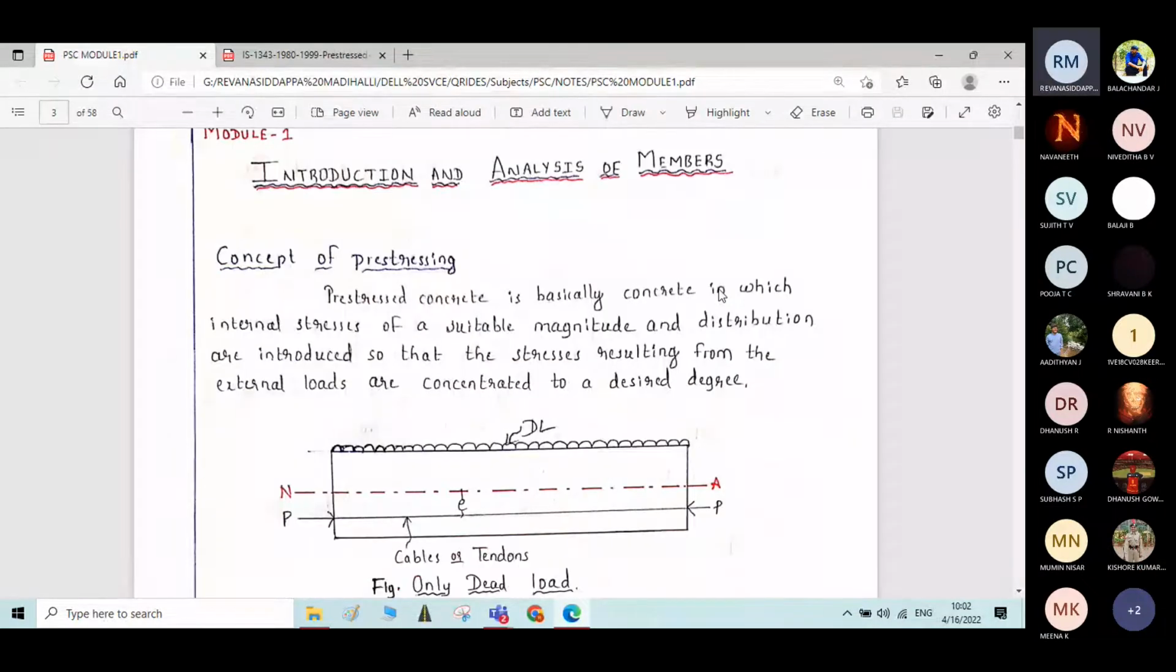So with this, we will start with Module 1. Module 1 is basics of PSC. In this module, we will be studying the basics of PSC. The main course outcome of this module is that, after successful learning of this module, we will be able to describe basics of prestressed concrete structures.